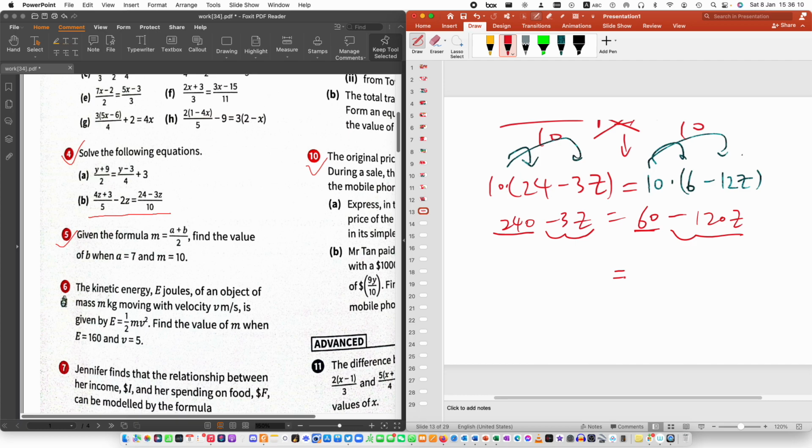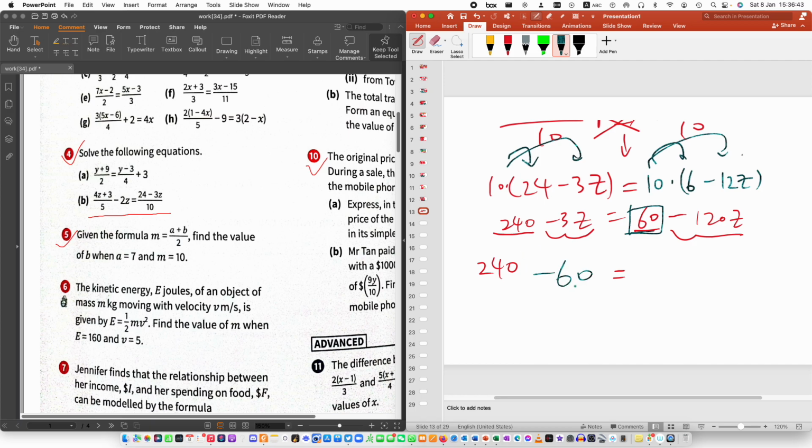By the way, when you move things over, what's the next rule? When you move things over, change sign. Yes. So how do you want to move? Can you tell me which one you want to move first? The 60 over, or the 240 over? 60 over, okay, good. So let's do it. You move the 60 over. When you move the 60 over, it becomes minus 60.